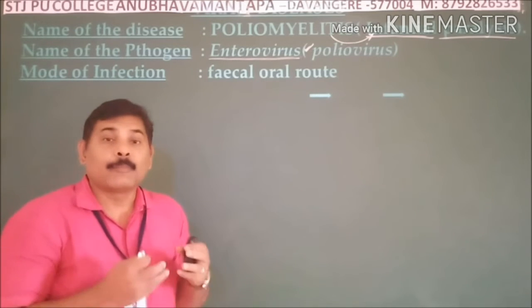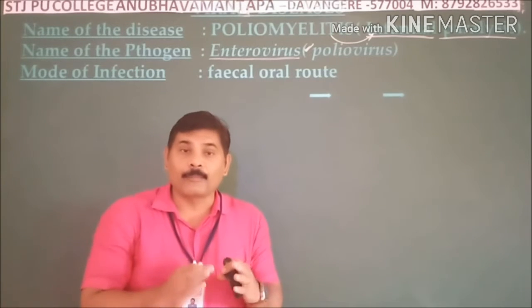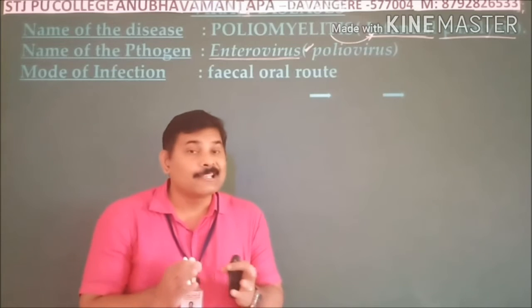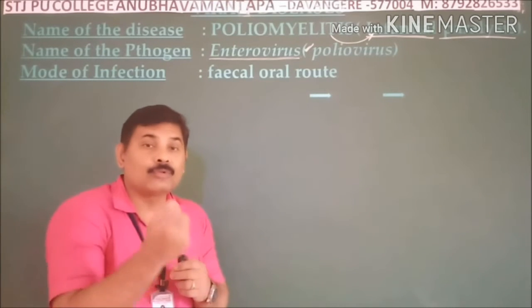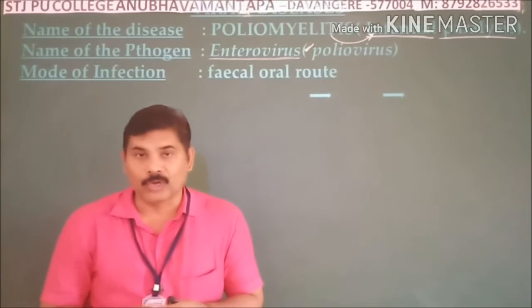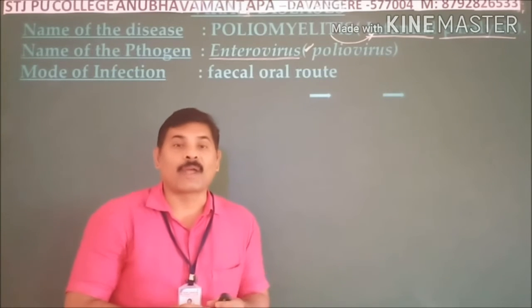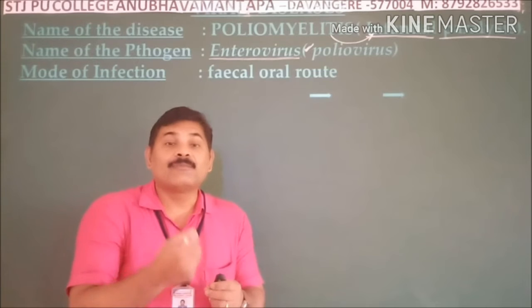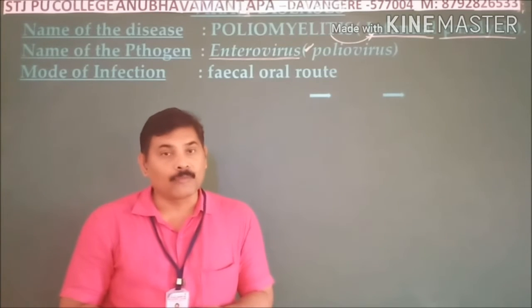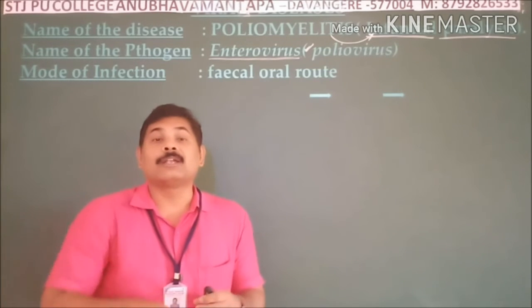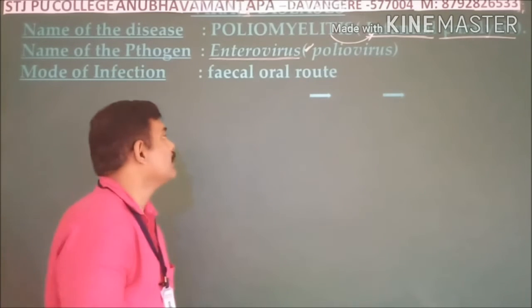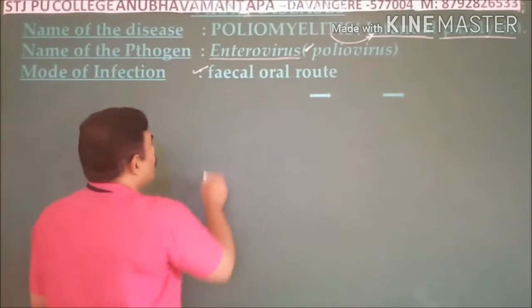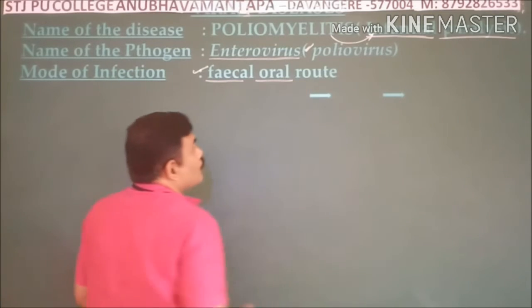It means the person who is suffering from poliomyelitis has the virus present in his stool. If the stool comes into contact with food and water that you consume, through any other vector or vehicle, then if you take that contaminated water and food, it enters your intestine and causes the disease. So this mode of transmission is known as the fecal-oral route.